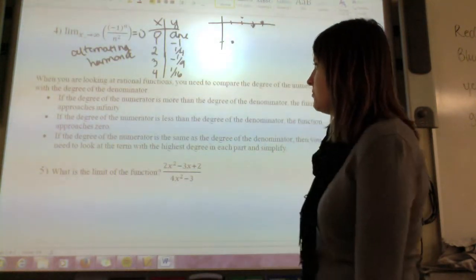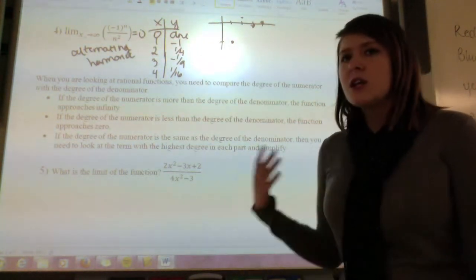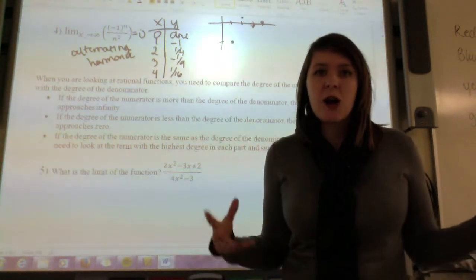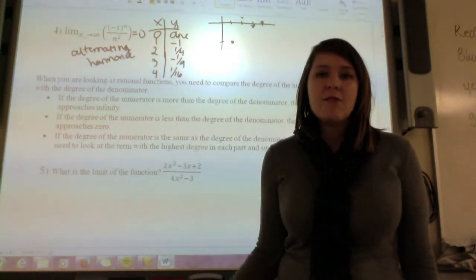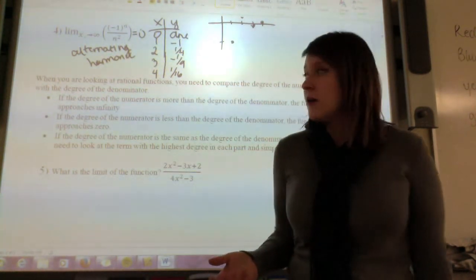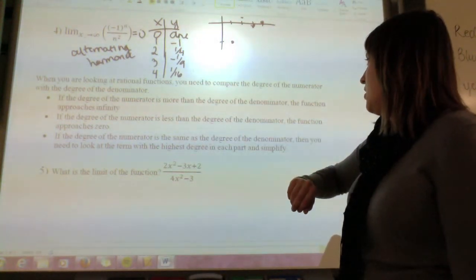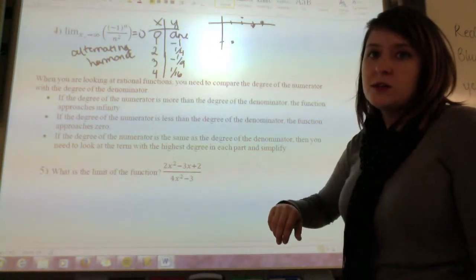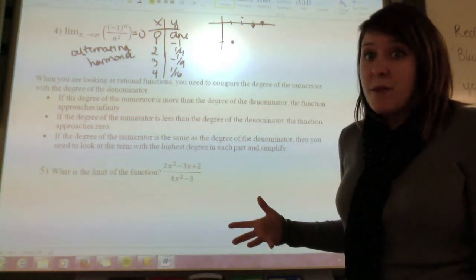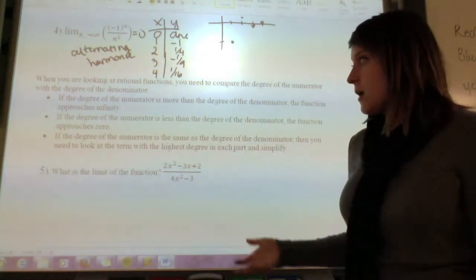Alright, when you're looking at rational functions, you need to compare the degree of the numerator with the degree of the denominator. So again, like I was talking about earlier, the only thing that really matters is the biggest part of the function. So if you have a big numerator and a really small denominator, that denominator doesn't really matter. So if the degree of the numerator is more than the degree of the denominator, the function approaches infinity. In other words, if my numerator is getting big and my denominator doesn't really matter, then my overall function is going to approach infinity.